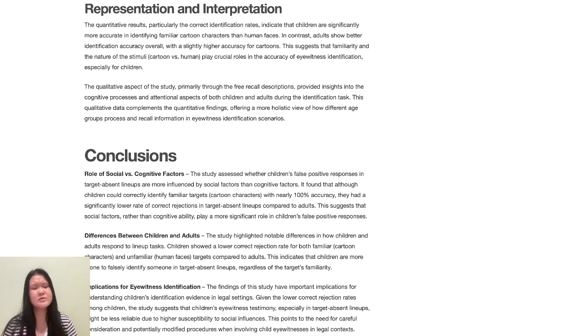All right, so the conclusions. There are three categories that we will be looking at. The first is role of social versus cognitive factors. Second is differences between children and adults. And the last is implication for eyewitness identification. So what were the conclusions for role of social versus cognitive factors?